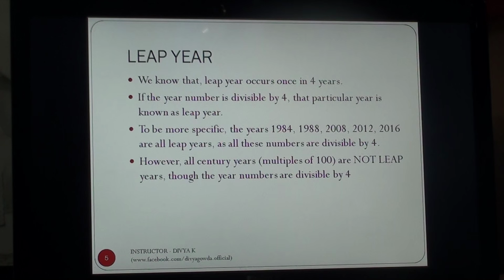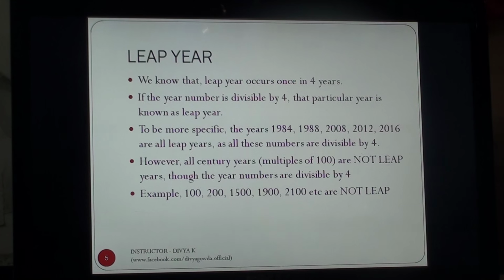Please note, however, all century years, that is multiples of 100, are not leap years. For example, 100, 200, 300 are divisible by 4, because 4 into 25 gives you 100, 4 into 50 gives you 200 and so on. Even if they are divisible by 4, they are not considered leap years.